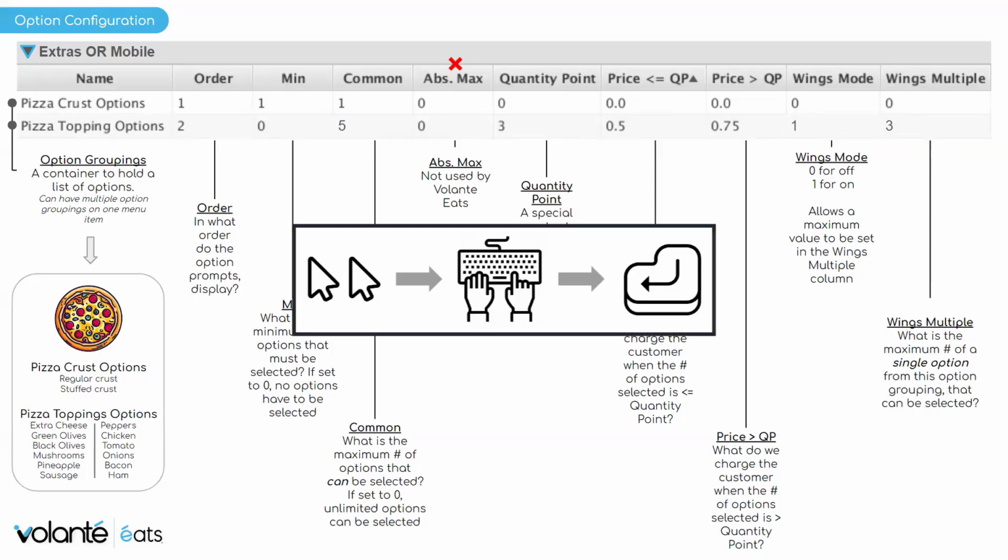Remember, to adjust a value in options, you have to double-click into the cell, key in your value, and press Enter. If you click away without pressing Enter, your change will not be registered.